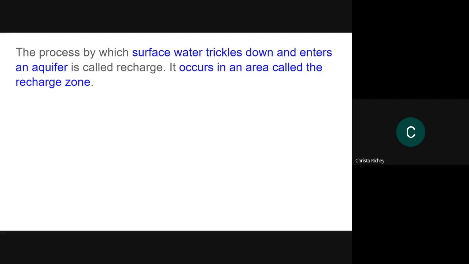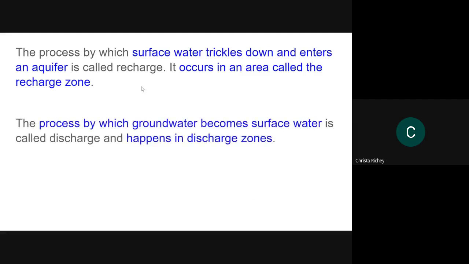How quickly aquifers refill is called recharge. The zones that do that are called recharge zones. Not every point above an aquifer is going to replenish the water as quickly as others. So your quickest refilling area, I guess is the right way to call it, would be your best recharge zone.